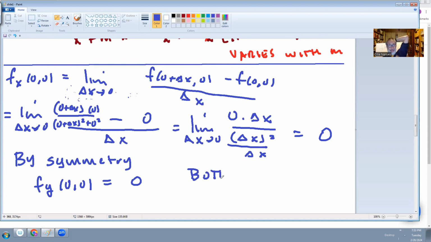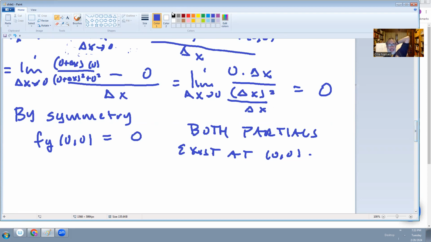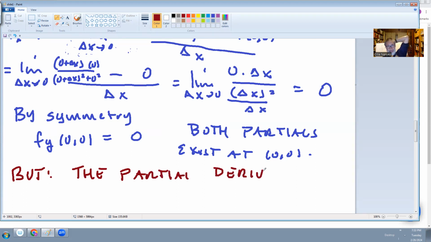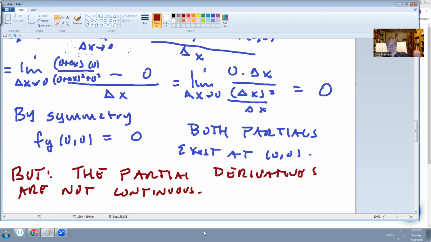So both partials exist at (0, 0). Okay, so that's kind of weird. But I should also say the partial derivatives are not continuous. And here's why, not at (0, 0).